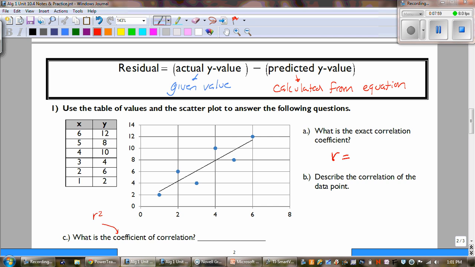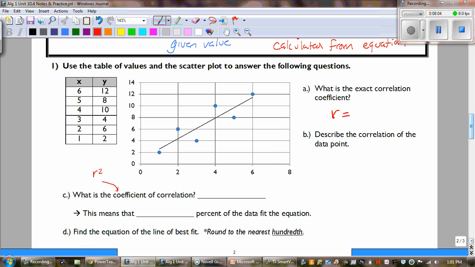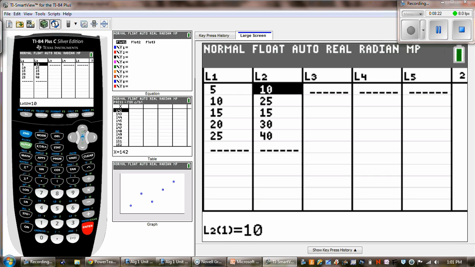So they already gave us the graph, so we don't have to worry about finding all that stuff out. However, we do need to figure out what the equation is. So let's go into our calculator and plug in all that data. And you don't need me here to do that, so go ahead and pause the video.